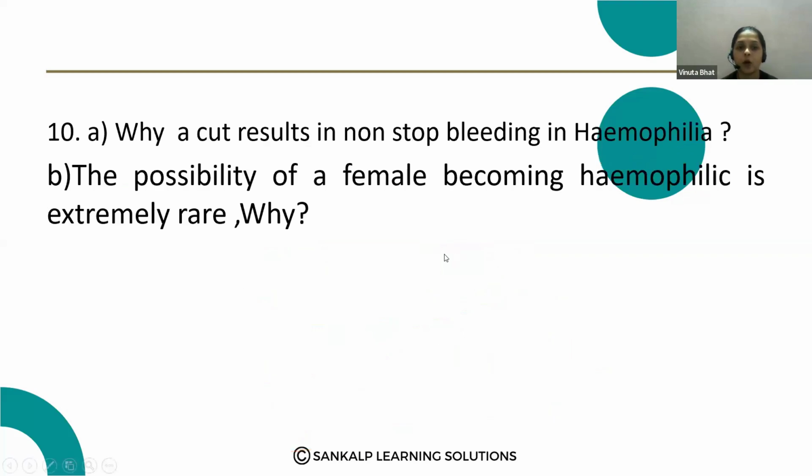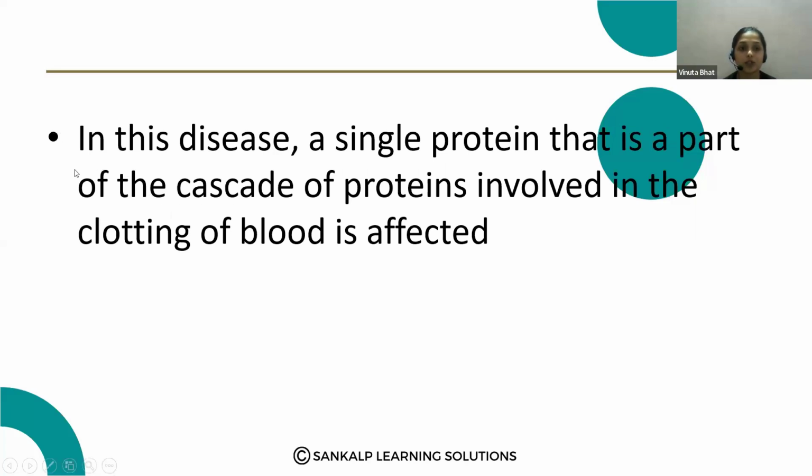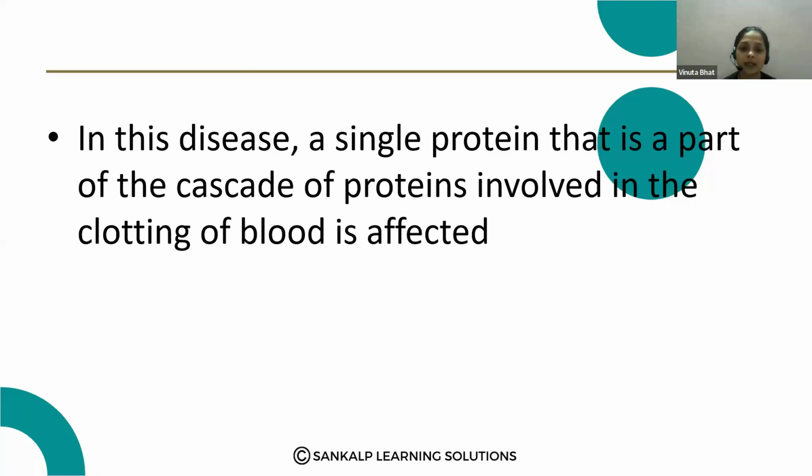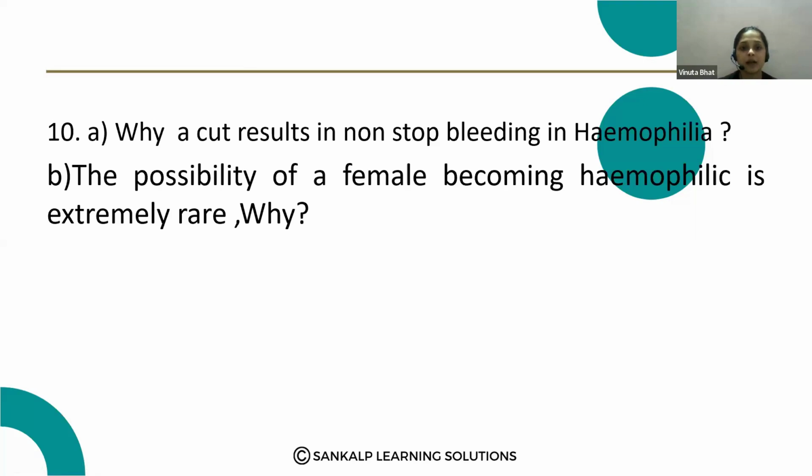Next question. Why does a cut result in non-stop bleeding in hemophilia? And the possibility of a female becoming hemophilic is extremely rare. Why? Here, the first question. In this disease, hemophilia, a single protein that is part of the cascade of proteins involved in the clotting of the blood is affected. Because of that reason, a cut results in non-stop bleeding in hemophilia.